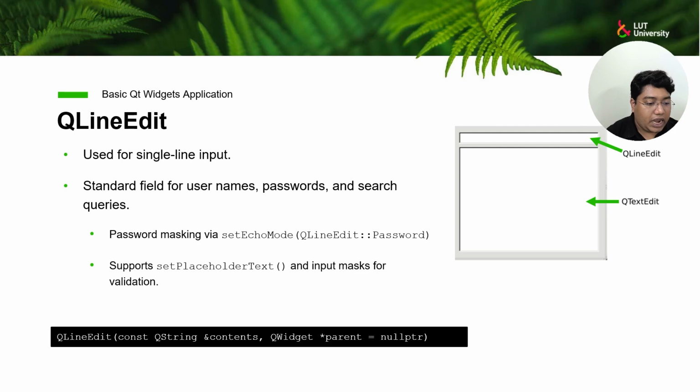Instead of displaying the characters the user types, Qt can replace them with dots or asterisks or whatever. You can also provide placeholder text, such as "enter your username," to guide the user before they begin typing. Just like QLineEdit, we have QTextEdit that enables us to take multi-line input from the user instead of single-line input.